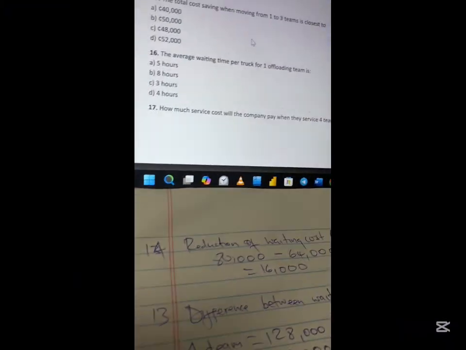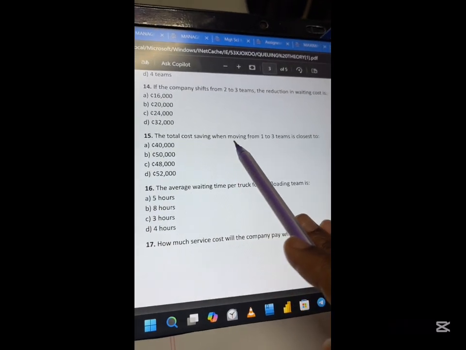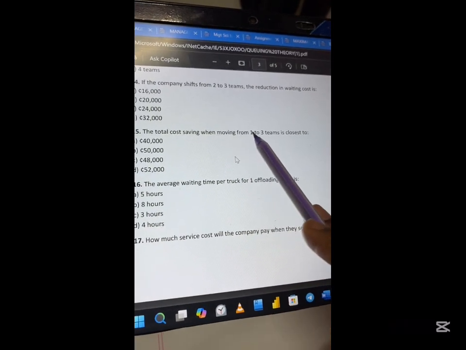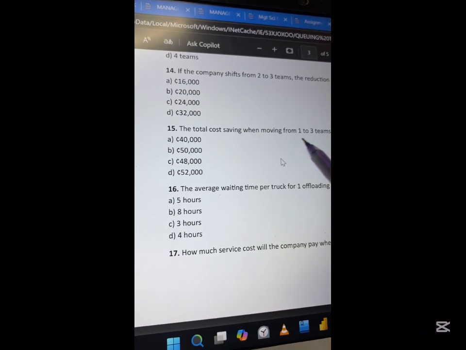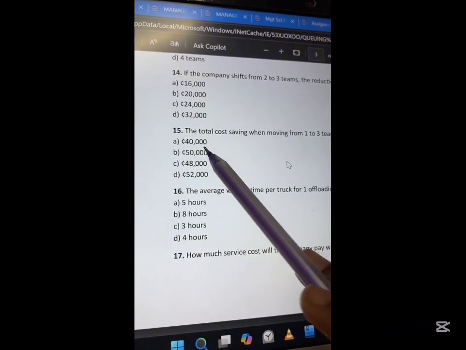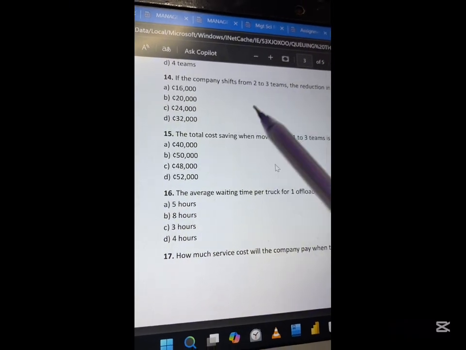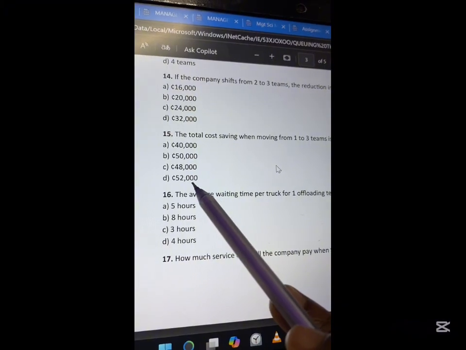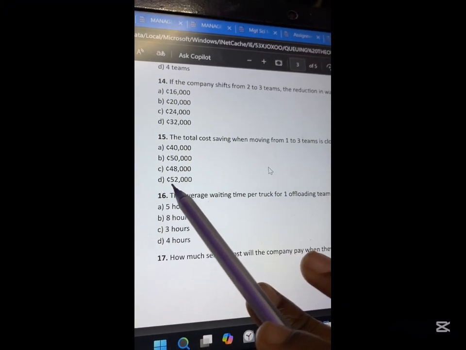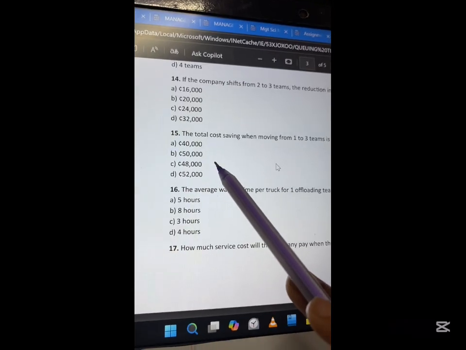But from the question they said the total cost saving when moving from 1 to 3 teams is closest to. So our answer was 55,000, but as we see from the question, there's no 55,000. But the value that is close to 55,000 is 52,000. So we'll go for option D. Yes, so our answer is 52,000.